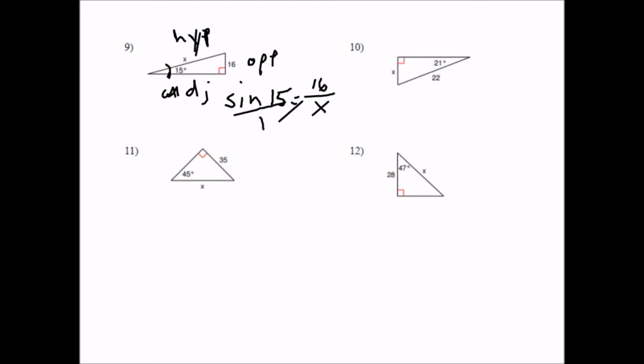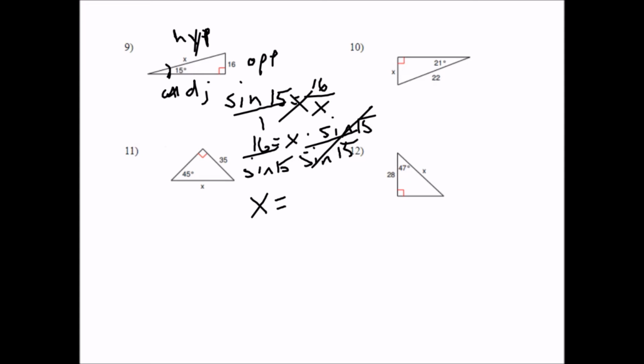Put this over 1 and cross multiply. 16 equals x times sine 15. Divide by sine 15. And that's going to cancel those out. I'm going to put the x over here. So x equals 16 divided by sine of 15. On my calculator, I get 61.8.